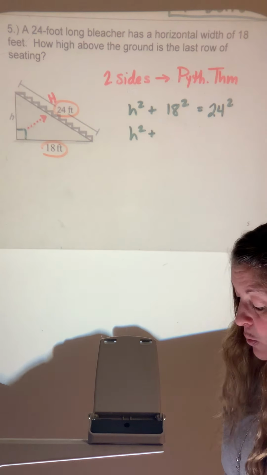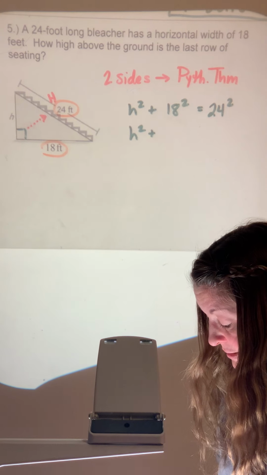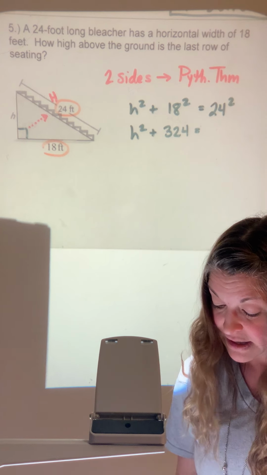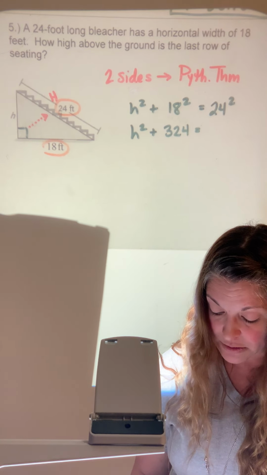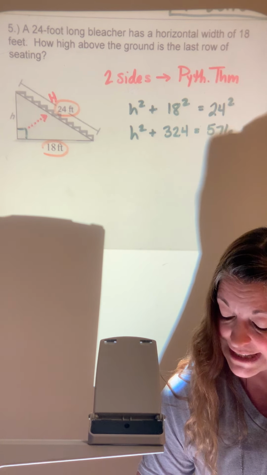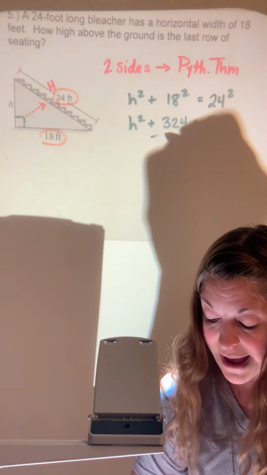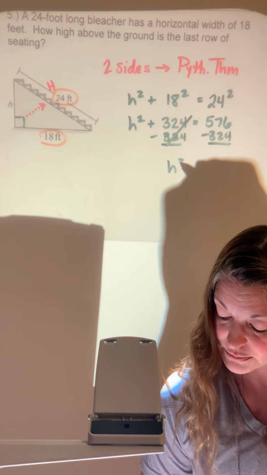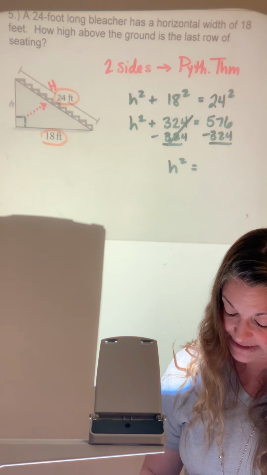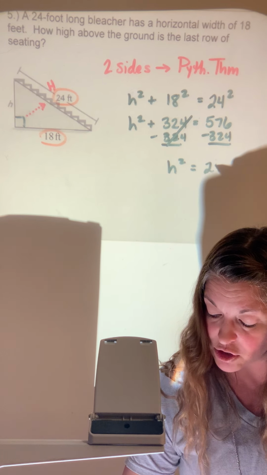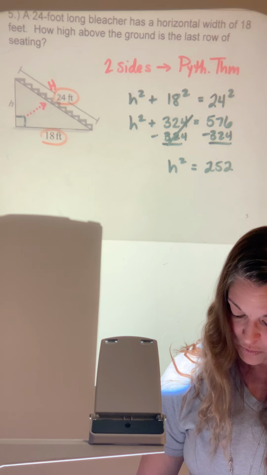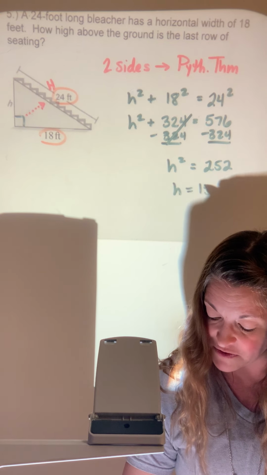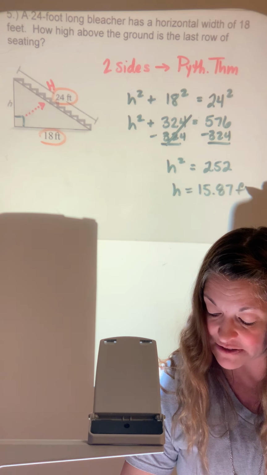All right, 18 squared, if we don't have it memorized. Obviously that's not me at this time. Quarantine has fried my brain. All right, 18 squared is 324. 24 squared is 576. Again, make sure that we subtract the 324 from both sides. So 576 minus 324 is giving us 252. When we square root the 252, the height is 15.87 feet.